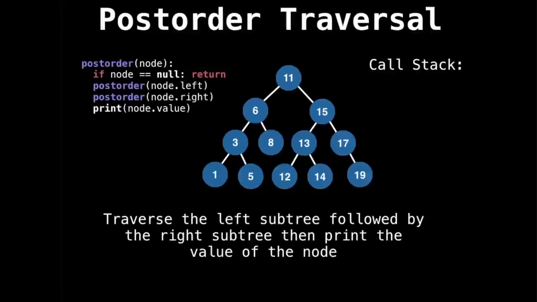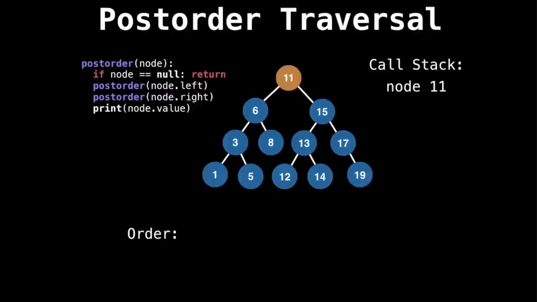Now let's look at the post-order traversal. The post-order traversal says, okay, traverse the left subtree, then traverse the right subtree, and after you're done doing both of those, only then print the value of the node. So this means if you look at our tree right now, the last value we're going to print should be 11, because we need to process 11's entire left subtree and 11's entire right subtree. So let's start at 11 and explore its left subtree.